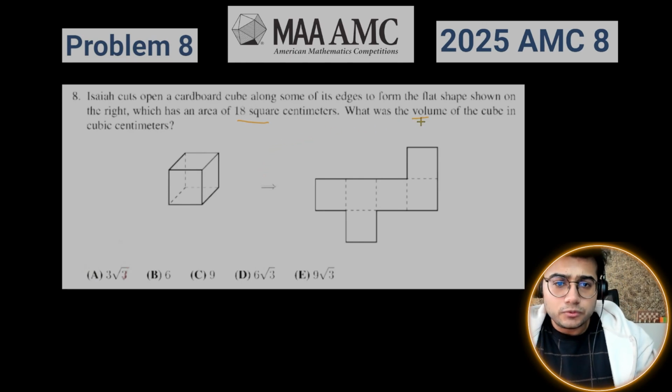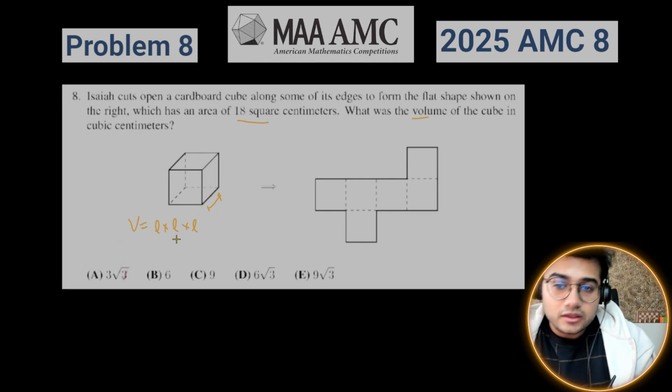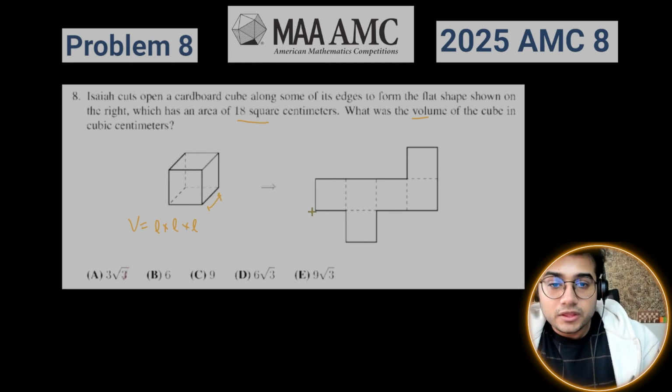Well, let's just start with the problem. The volume of a cube is given by length times length times length, right? So we need to figure out what is the length of each face of the cube. For that, we'll use this information that the area of this opened up cube is 18 centimeters squared.